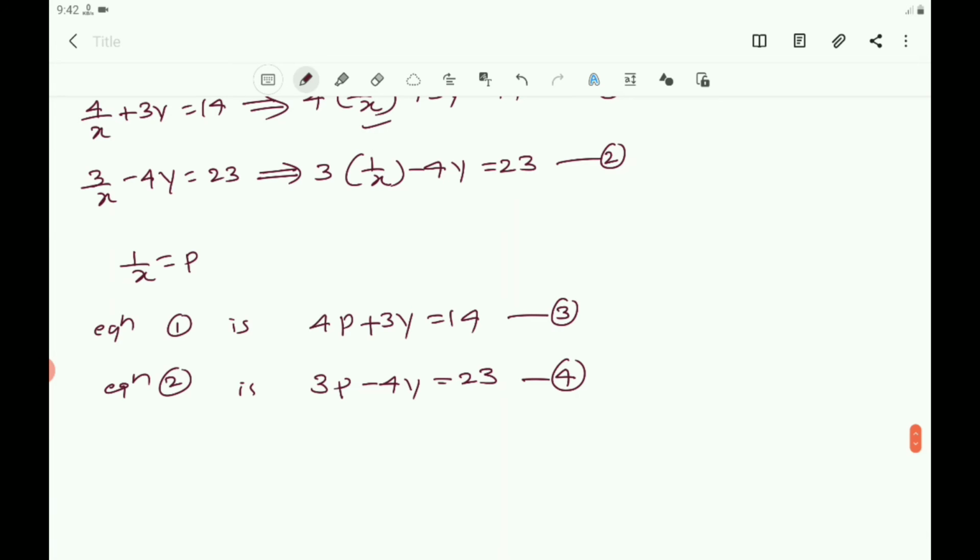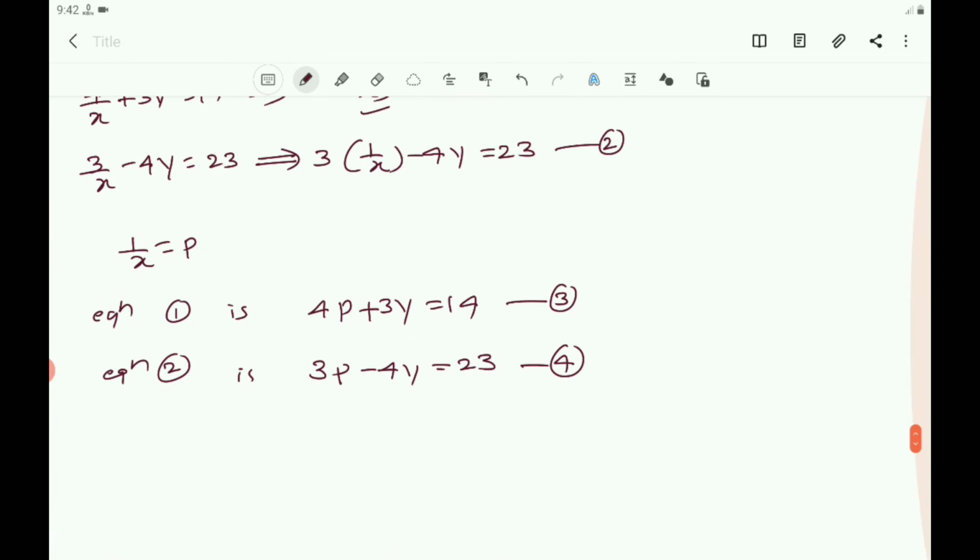Now try to cancel any one of the variables here. To cancel a variable, we have to verify the coefficient of each variable. Here it is 4p and here 3p. To have the same coefficient, take the LCM of 4 and 3, that is 12. So multiply the first equation by 3 and the second equation by 4 to cancel the variable p. Or otherwise, to cancel the variable y, multiply the first equation by 4 and the second equation by 3, as the coefficients are 3 and 4. The LCM is also 12 here.